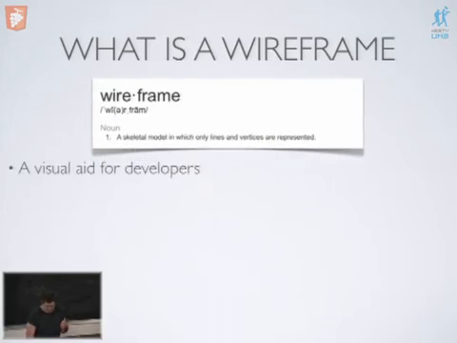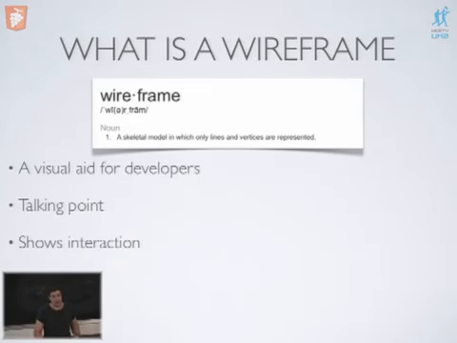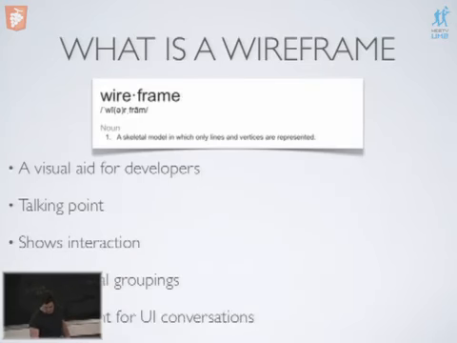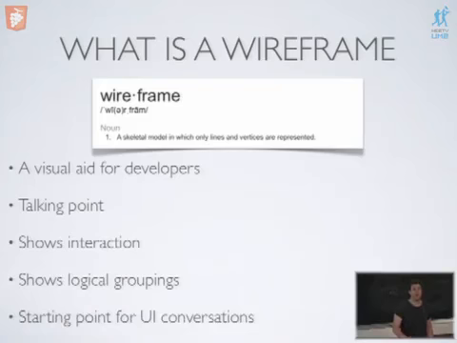So I wish I had a clicker, it would have been easier. A visual aid for developers, it's a talking point. It enables developers to talk to one another and show each other their designs and to discuss what they are doing. It shows the interactions between different components and different areas, and shows logical groupings, so you can separate things out on a page. And I think finally, it's a starting point for UI conversations.